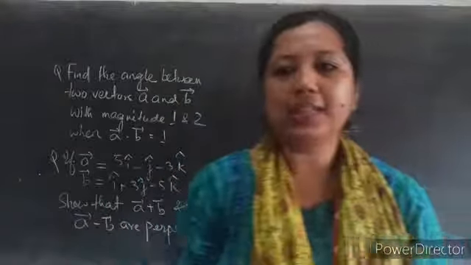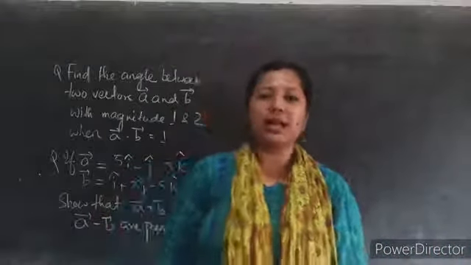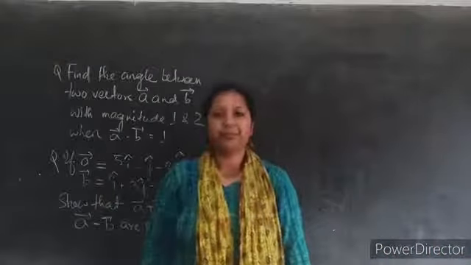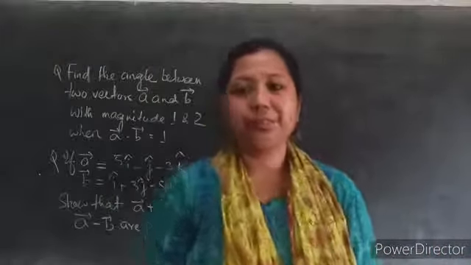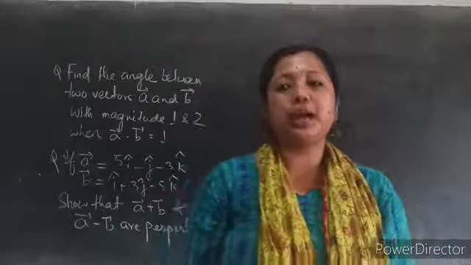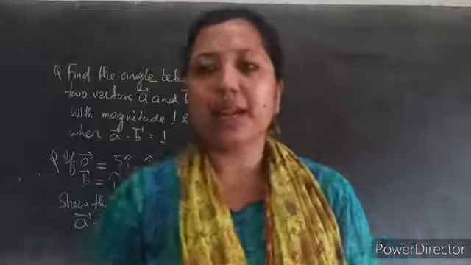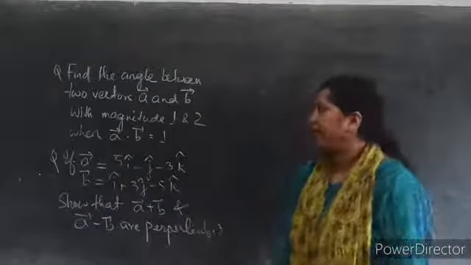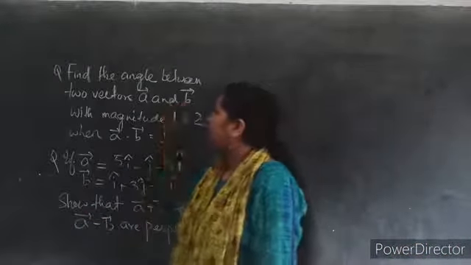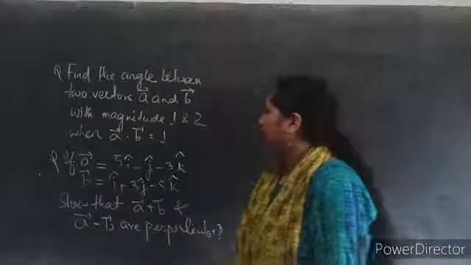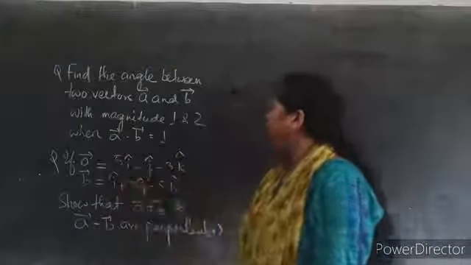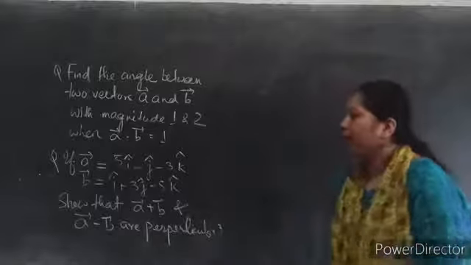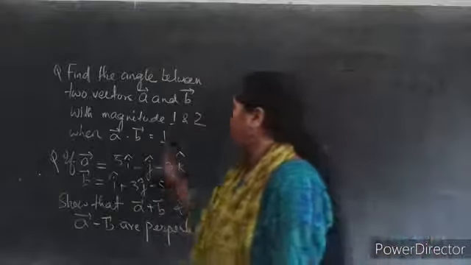So in my last video we discussed the vector and scalar product. So today let us do some sums regarding that product. As you can see in the first question, find the angle between the two vectors A and B with magnitudes 1 and 2 when A dot B equals 1.